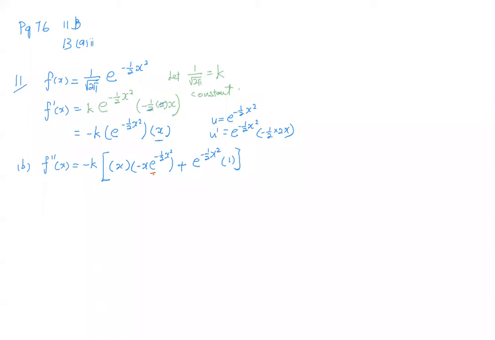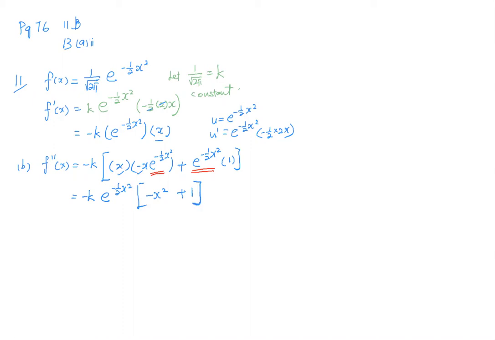So every time when we have this, correct, we have to be very careful. We factorize out the common factor. Very important, you must know how to do this. So I have negative k e to the power negative half x squared times negative x squared plus 1.